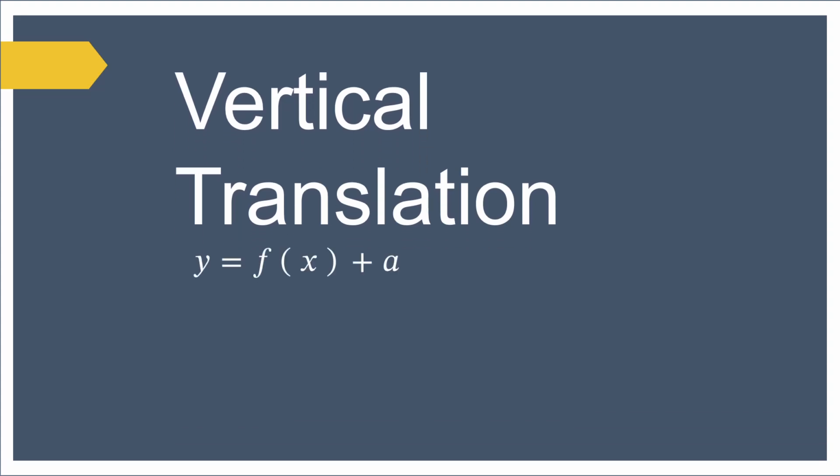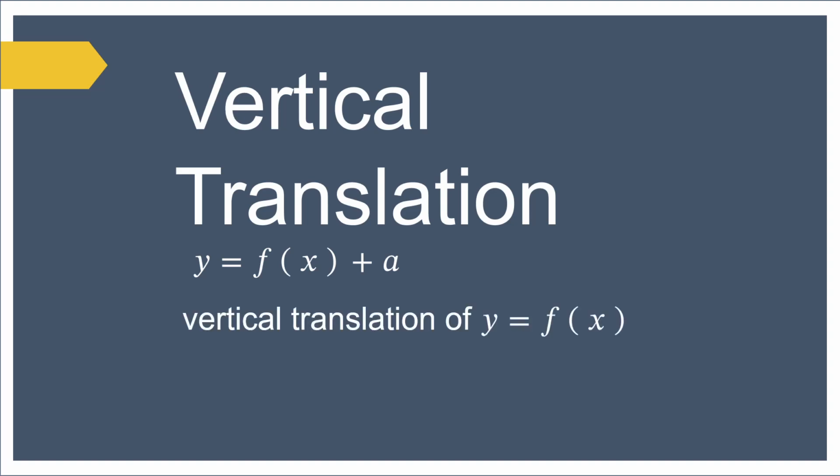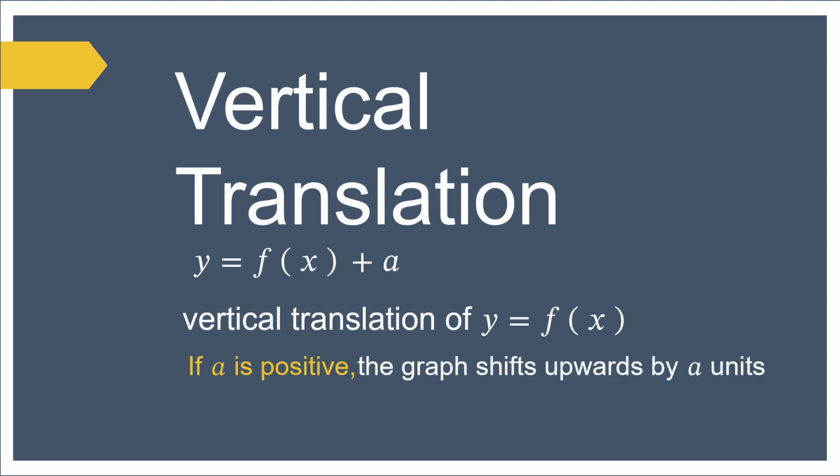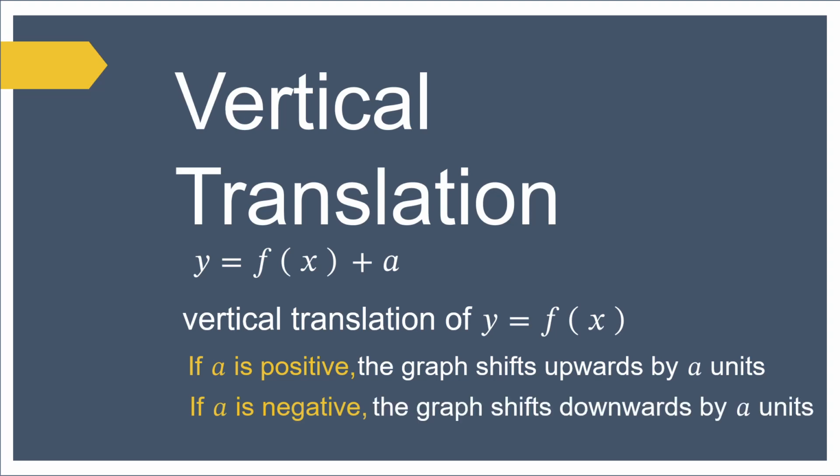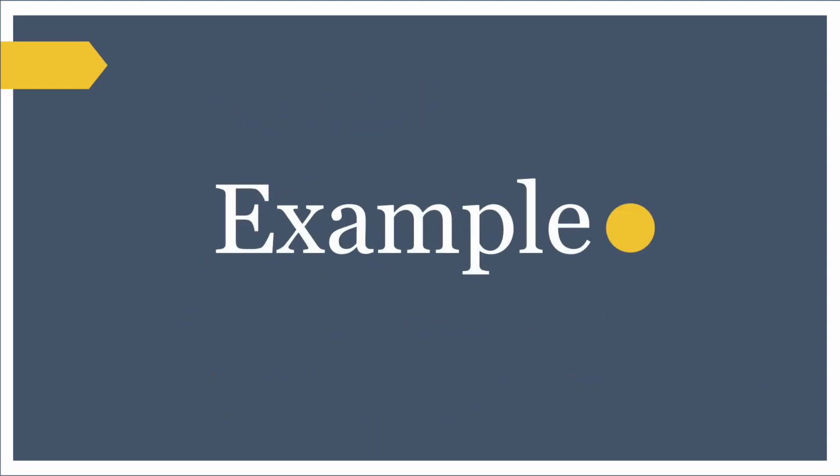Now, the graph of y = f(x) + a is a vertical translation of the graph y = f(x) by the vector (0, a). So if a is positive, it means the graph will shift upwards by a units. And if a is negative, it means that the graph will shift downwards by a units. So we can have an example.